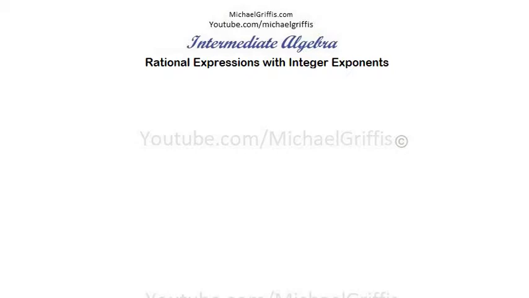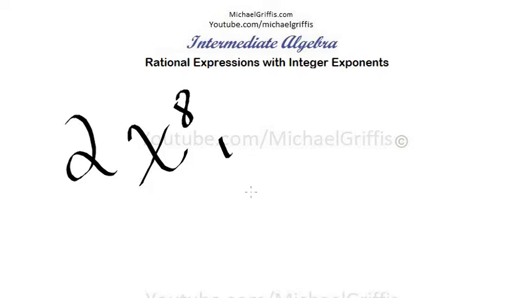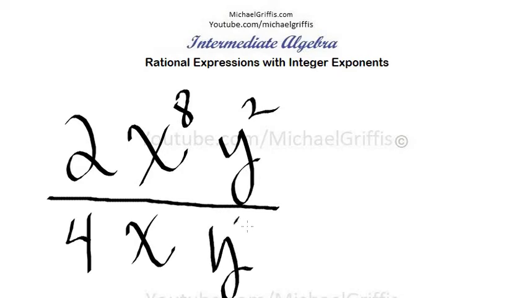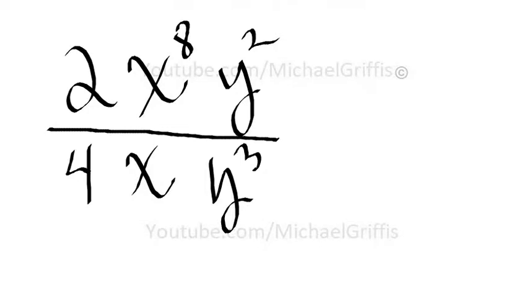Okay, here we go. Take 2. We have 2 x to the 8th y squared, that's all over 4x y cubed. What we want to do is simplify. I want to simplify this thing.